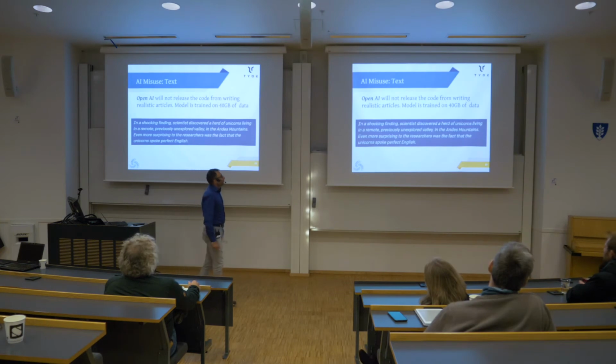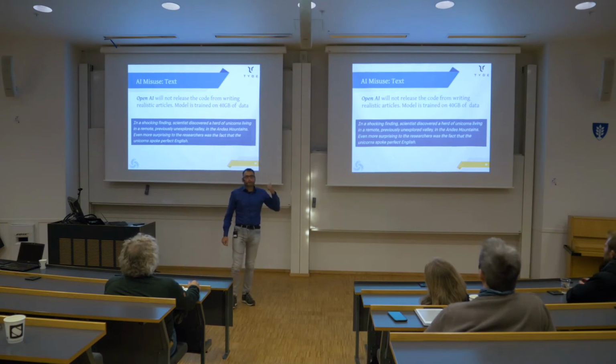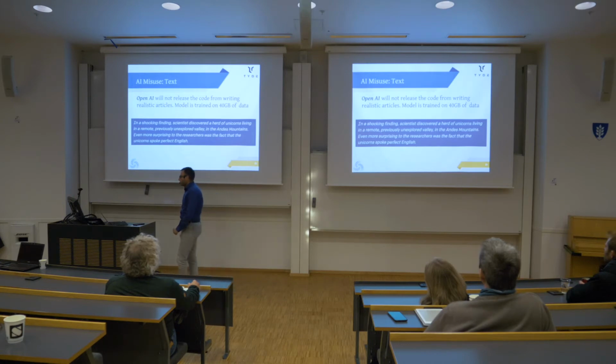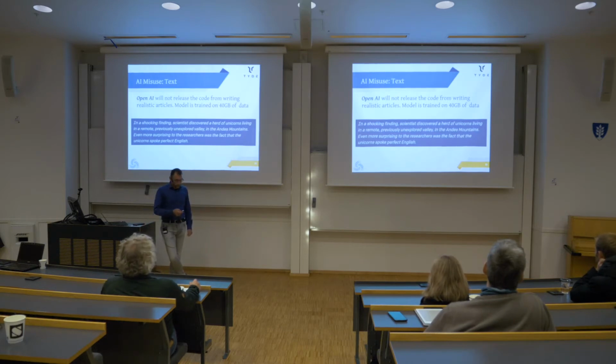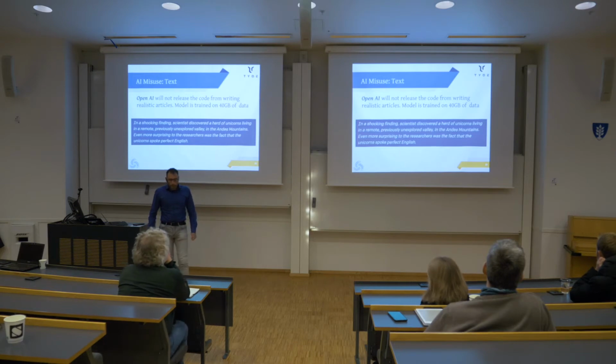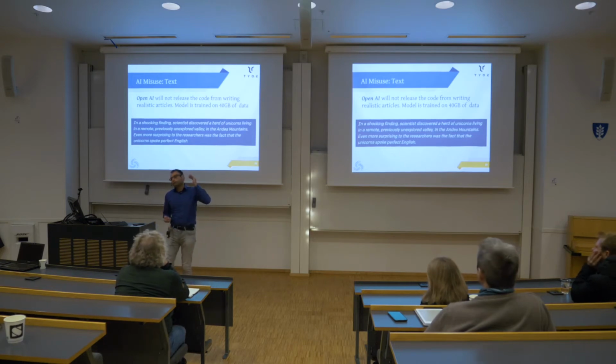For example, OpenAI, a pretty cool company founded by Elon Musk, trained a model for writing realistic articles. They trained it with 40 gigabytes of data coming from the internet. The way it works is that you give an input, and the model automatically generates the rest of the text.